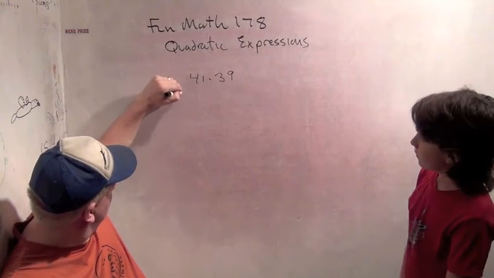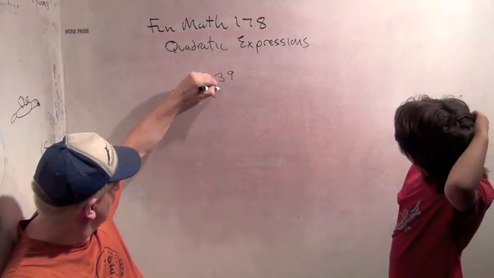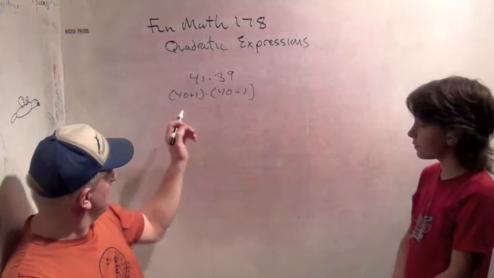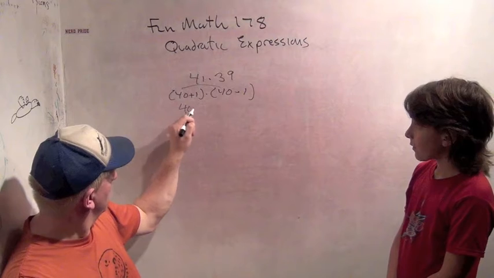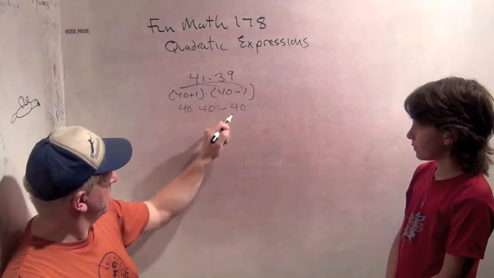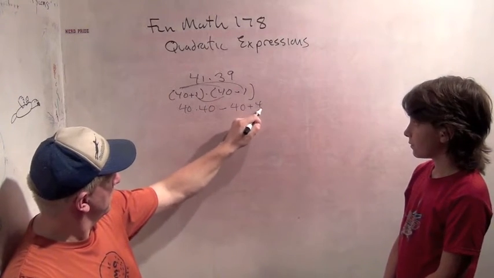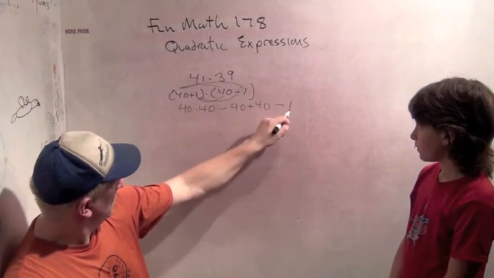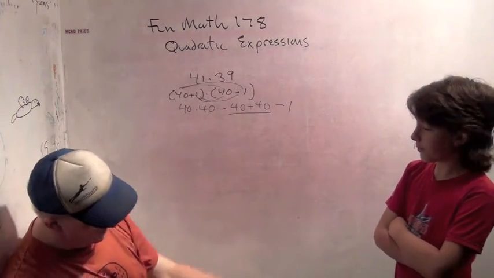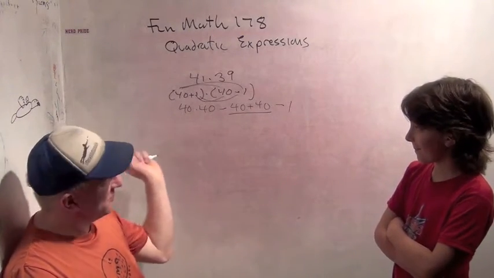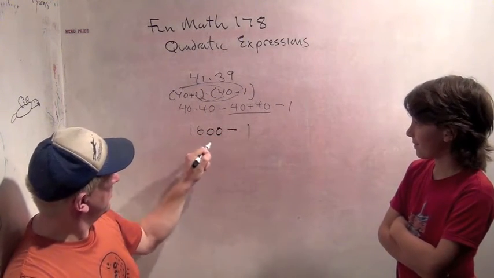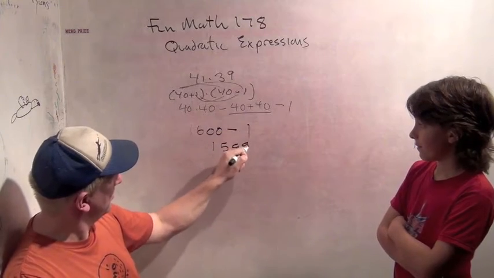And we said that this was 40 plus 1 times 40 minus 1, actually. So that we could do 40 times 40, 40 times minus 1, which is minus 40, right? 1 times 40, and minus 1. So minus 40 plus 40 cancel. What's 40 times 40? No, it's 1,600. 1,600 minus 1. So this is 1,599. So that's what we did.